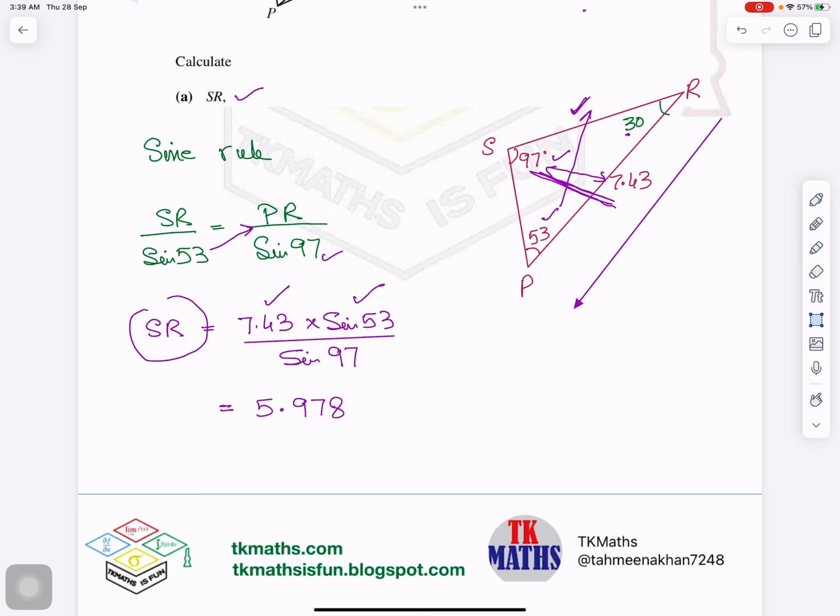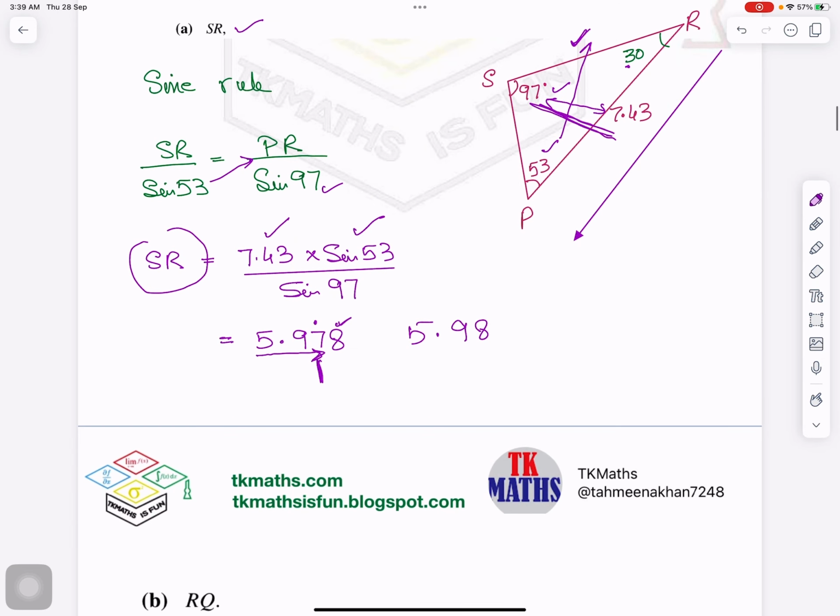By the way, will you leave the answer like this? No, you will leave it in 3 significant figures. So 1, 2, 3. So what will it be? The last digit where I have to stop is 7, because this is my third significant figure, and the digit after it is 8. Since the digit after it is more than 5, even if it was 5, I would increase this by 1. So the answer would be 5.98. And what unit have they used? Centimeter in the question. So you will write centimeter here.